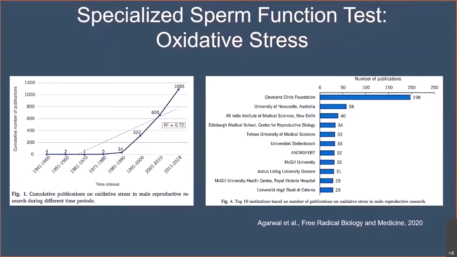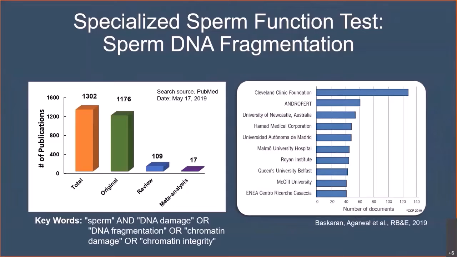And also, on the right side, you can see we have a great deal of expertise in this particular area, and we feel that we can do a very good job in talking about and explaining the practical side of these tests for male infertility. And then the sperm DNA fragmentation, another important test. So if you look at the left side, again, this is a very hot area with a very large number of publications, both original publication reviews and meta-analysis.